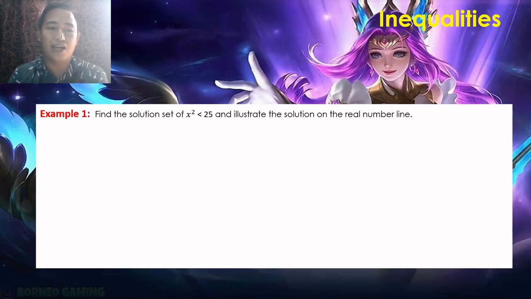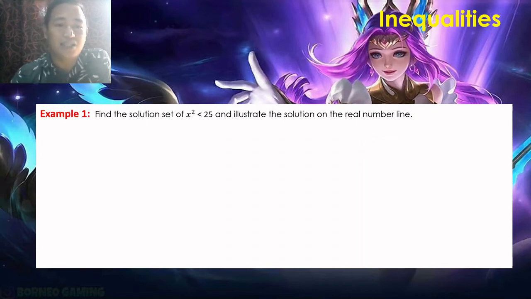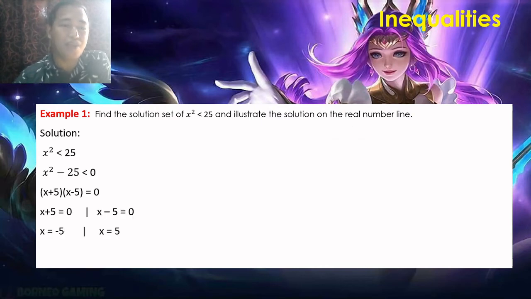Okay. So, next na ta, class, sa solving quadratic inequalities. So find the solution set of x squared less than 25 and illustrate the solution on the real number line. Okay? Solution, x squared less than 25. Ang 25, class, i-transfer nato ni, class, dito sa pikas. So mahimo siyang x squared minus 25 less than 0. Dapat, class, 0 na diri nga side, sa right side. Kaya ato ning i-factor, kung ma-factor. Kung dili ma-factor, class, okay, gamitan nato og quadratic formula.